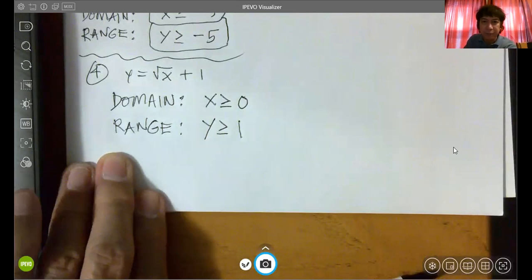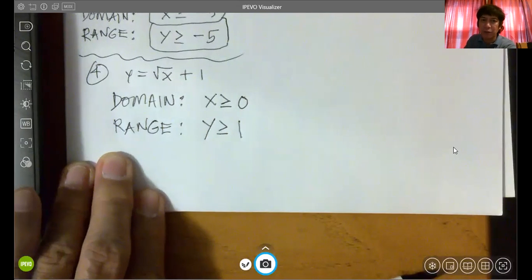We shall verify. Just remember our answer. x is greater than or equal to 0 for the domain, and the range is y higher than or equal to 1. We shall be able to check that in our problem set.